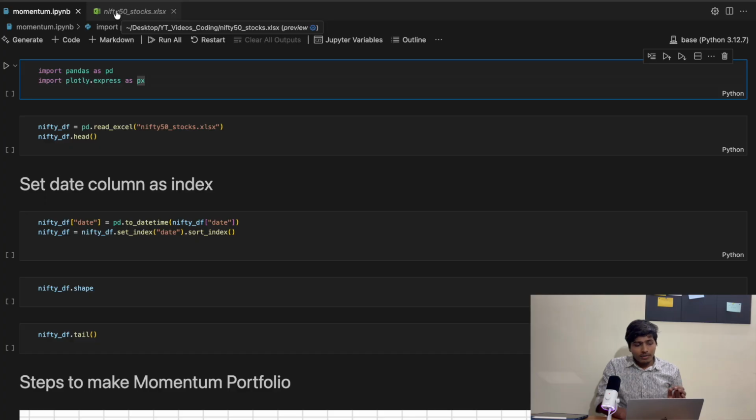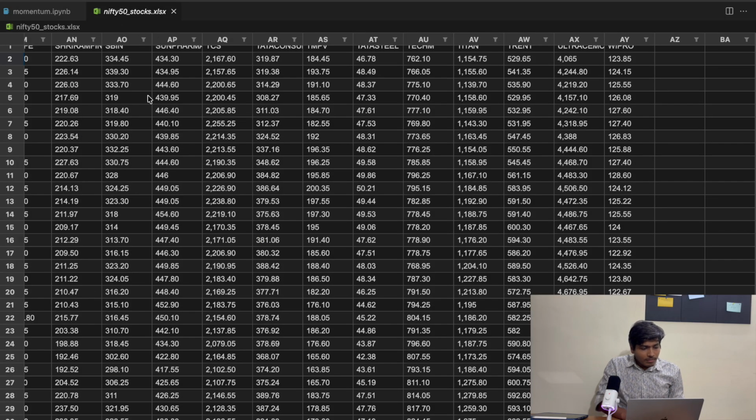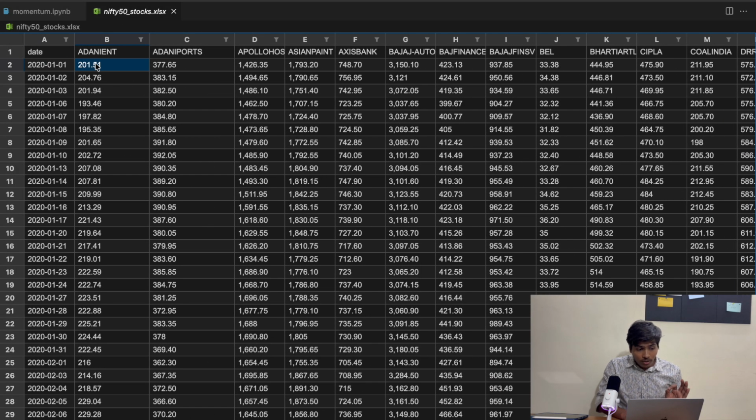Let me show you the data first. I have taken the price of each stock in the Nifty 50 from 1st January 2020 till 15th December 2025. I have taken 5 to 6 years of price data, and then I will try to use this.